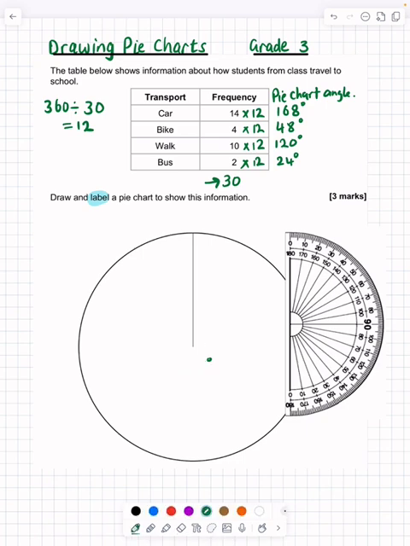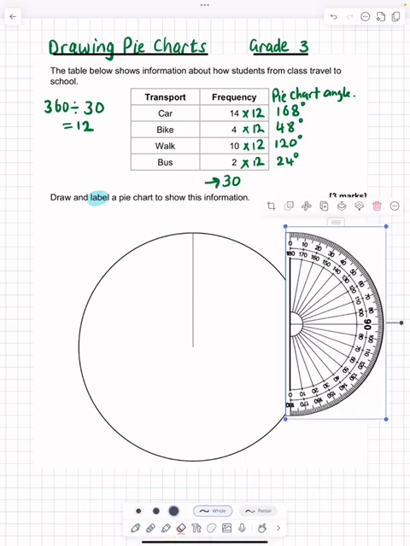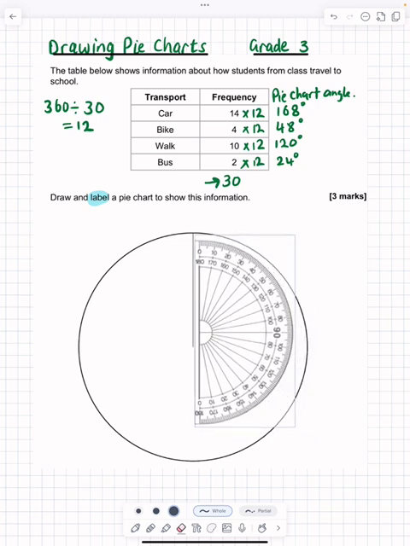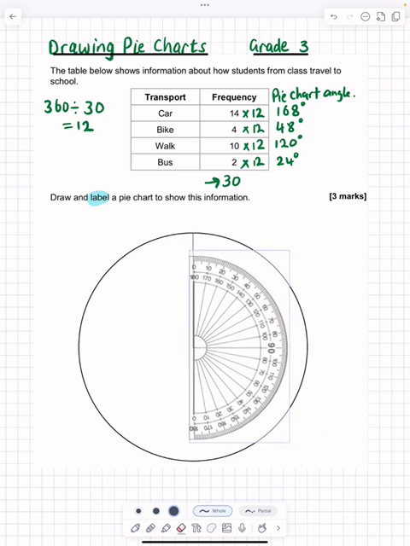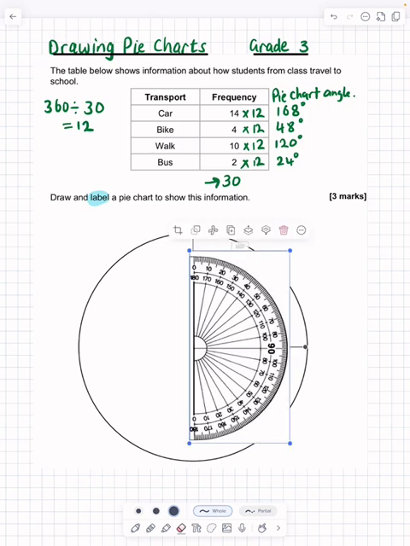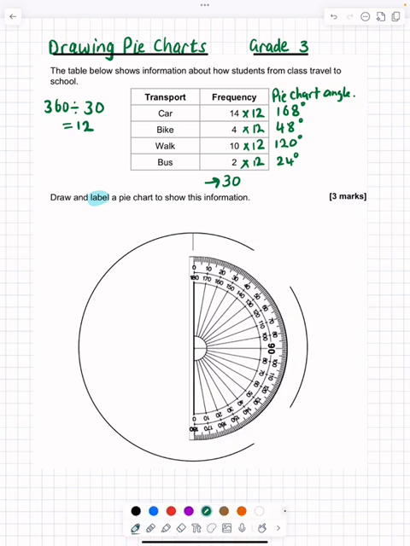So what we do is we get a protractor. Take the protractor and put its center in the middle. Wherever that line is, that is the center of the circle. Then the zero line of the protractor goes on top of that line. Now the first angle that we are looking at is 168. We read the outside value because it starts from 0 on that line.